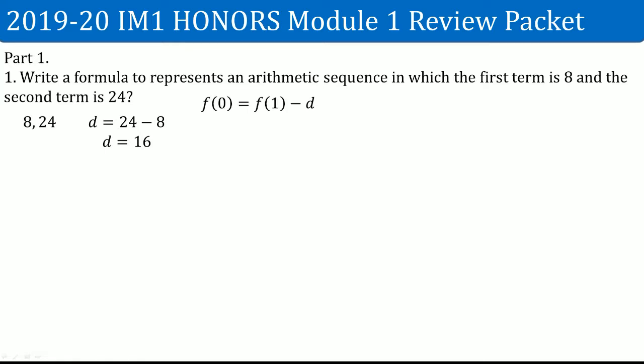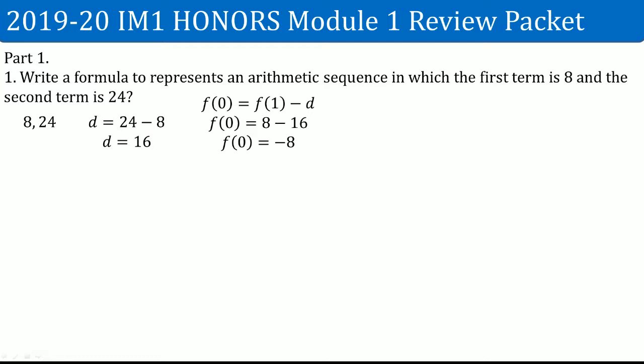Computed next here is the zero term. The zero term is defined as the first term minus the common difference. Because to get to the next term, like the second term, you would do the first term plus the common difference. But to get to the zero term, you're going backwards. It's the first term minus the common difference. So in this case, it would be 8 minus 16, and you get f of 0 is equal to negative 8.